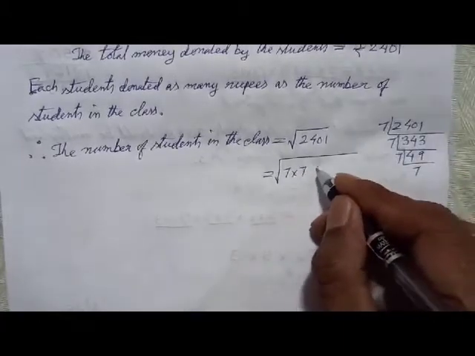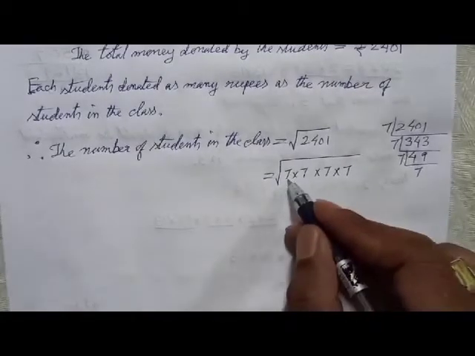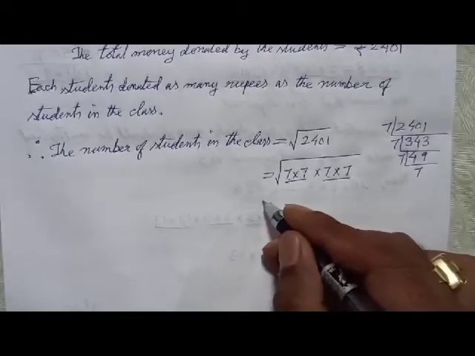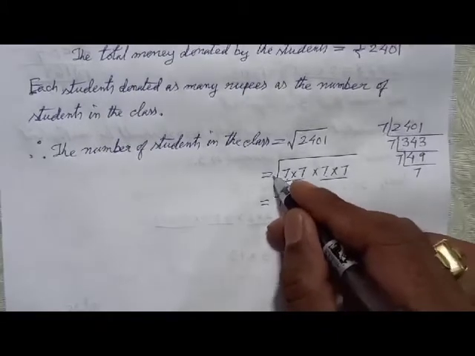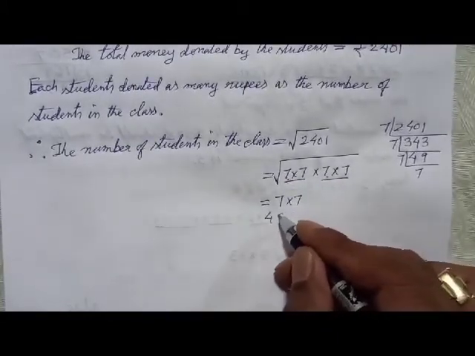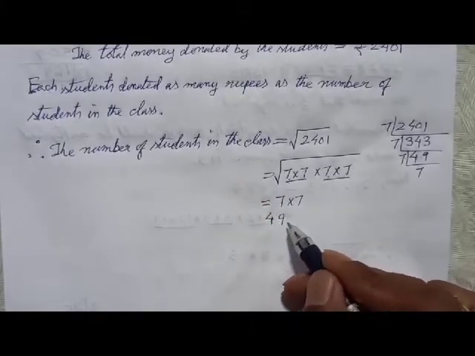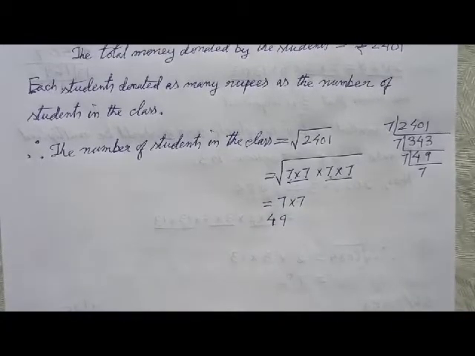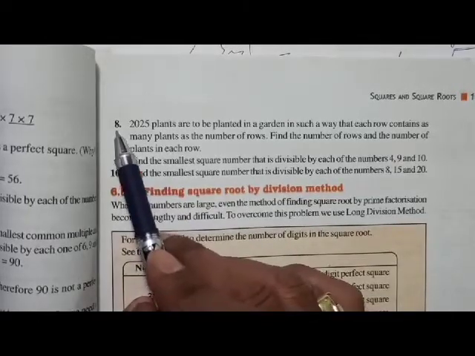7 into 7 into 7 into 7. This 7 and 7 are in a pair. This 7 and 7 also are in a pair. If we try to find the square root of this number, from this 7 pair, 1 7. From this 7 pair, another 7. 7 7s are 49. So the number of students in the class will be 49, and this is the answer. Understand or not? I hope you can understand that. Question number 8 is the same, so you try this question.